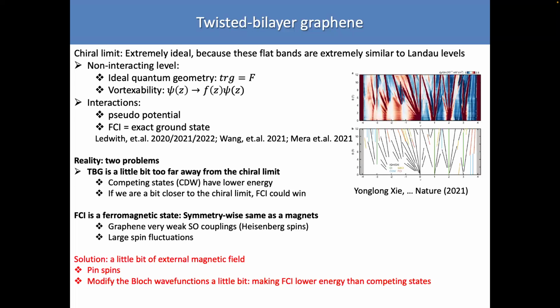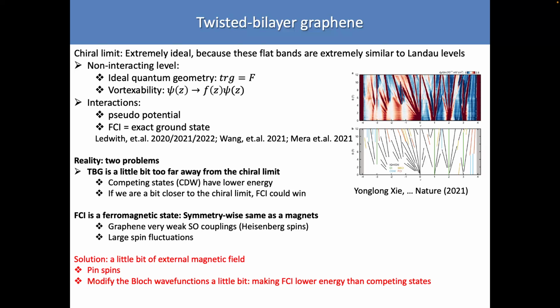But actually, a solution to these two problems was demonstrated a few years ago experimentally in this beautiful work from Pablo and Amir Yacoby's group. And basically, what they showed is that twisted bilayer graphene doesn't have this fractional state by itself, but we can get this fractional state by just turning on a little bit of external magnetic field, about 2 Tesla. Okay. This external magnetic field, about 2 Tesla, is not used to generate Landau levels. It is not Landau levels.